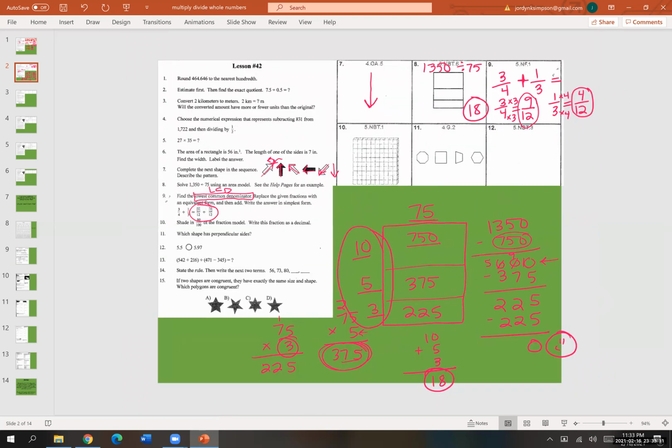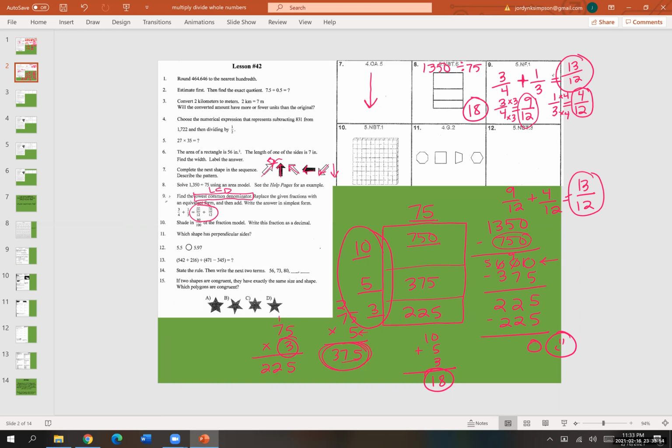Okay, so now if I do 9/12 plus 4/12, your denominators will stay the same. And now we will add the numerators. 9 and 4 make 13. So 3/4 plus 1/3 is 13/12. Yay, good job. All right, number 10, shade in 80 hundredths of the fraction model.